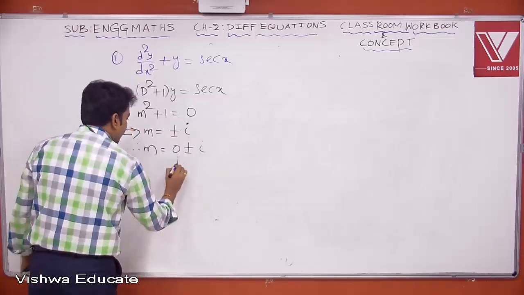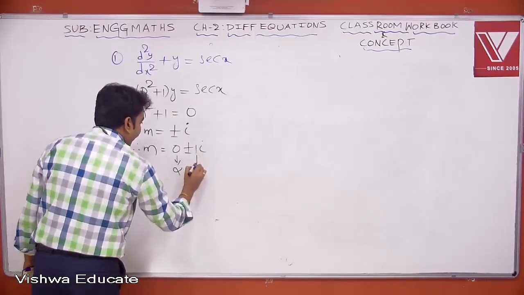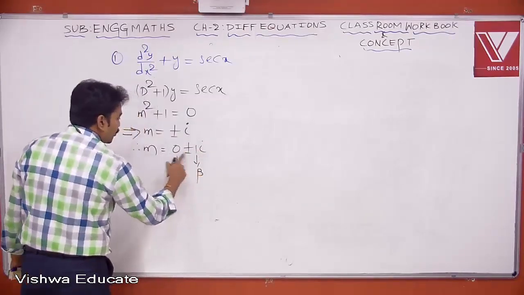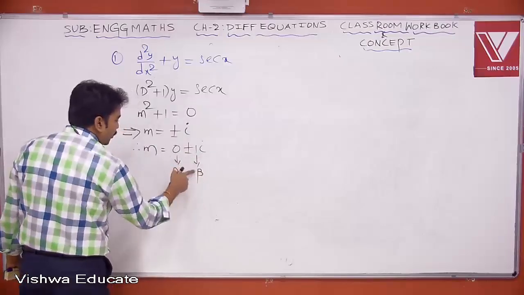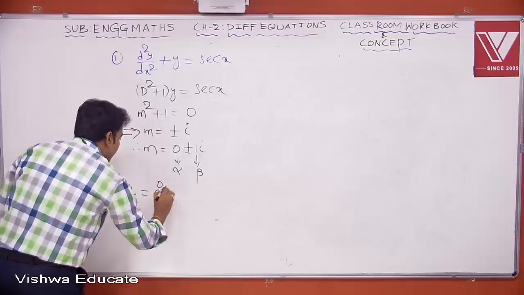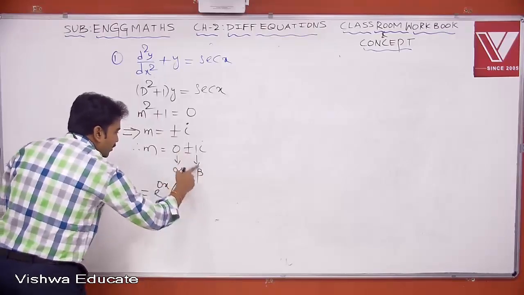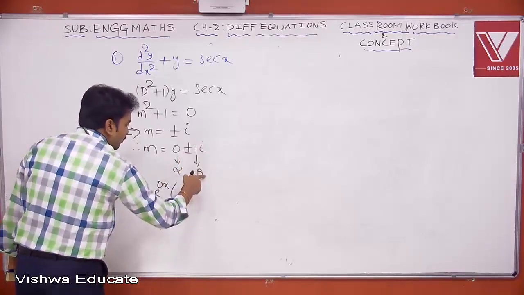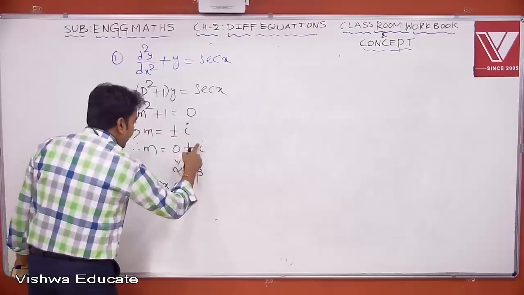Now basically this is the alpha value and the beta value is 1. So the roots are complex roots. Alpha is 0, beta is 1. Therefore my yc equals e power alpha x, that is e power 0x, into (c1 cos beta x plus c2 sin beta x), but beta is 1.